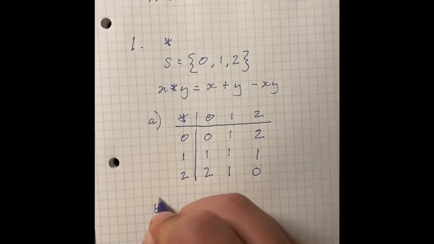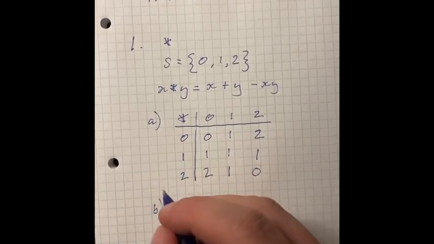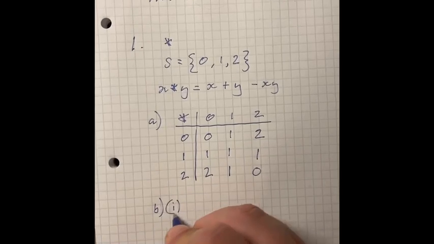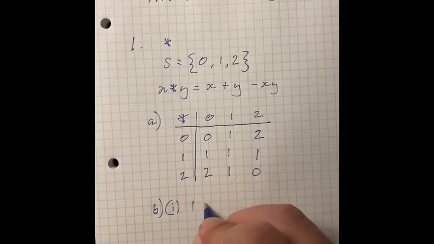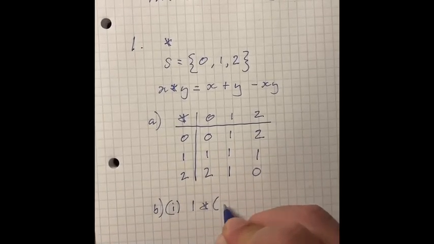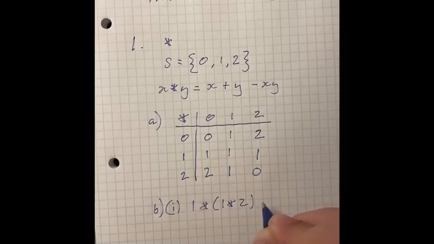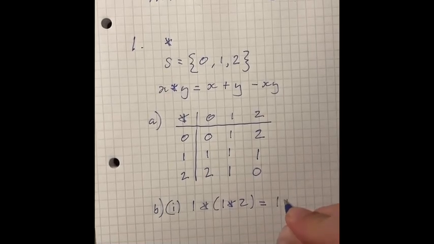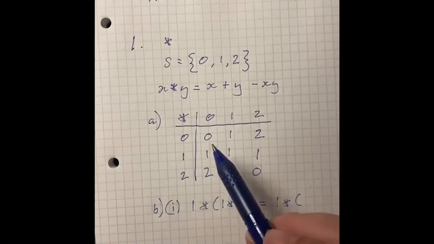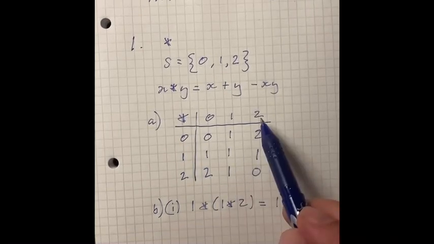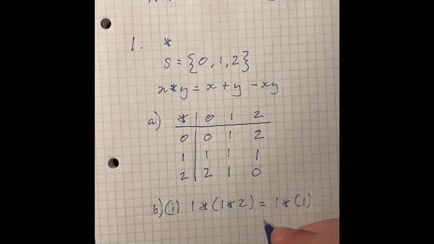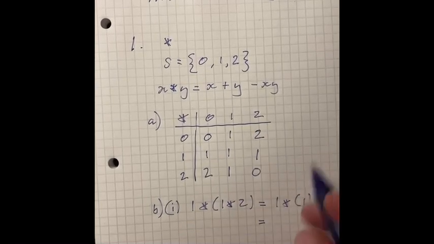So B, we can hopefully use this table, and 1 star 2 is the same as 1 star, and then from our lookup table, 1 star 2 is 1, which is 1 star 1, which is 1.